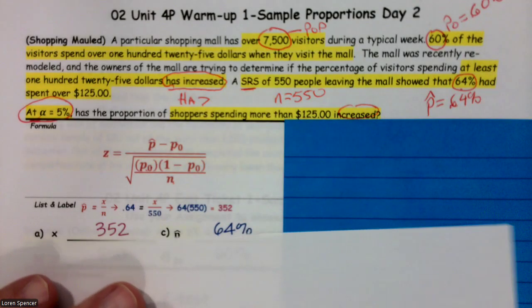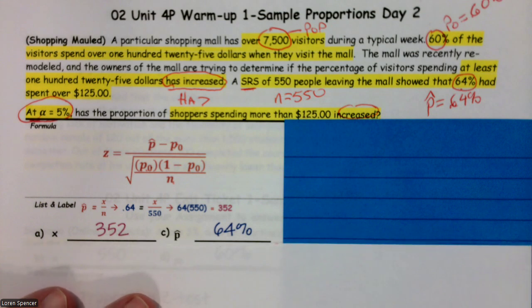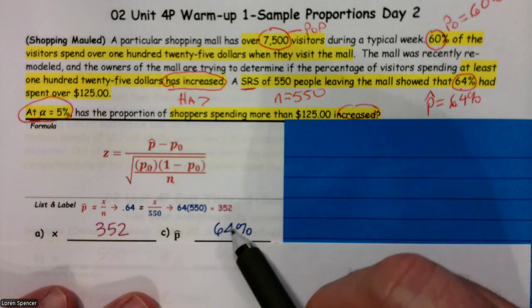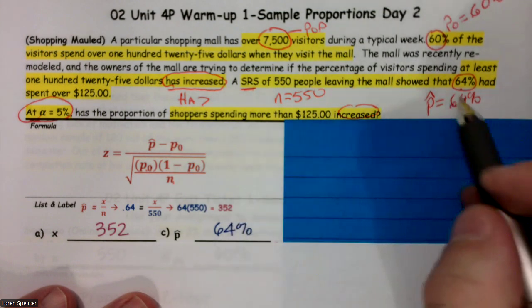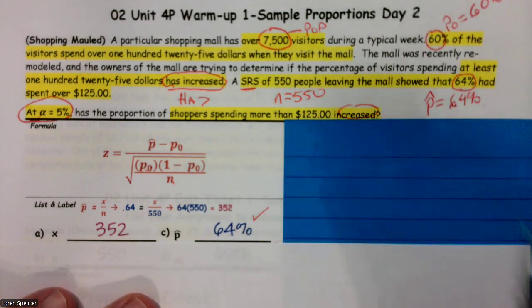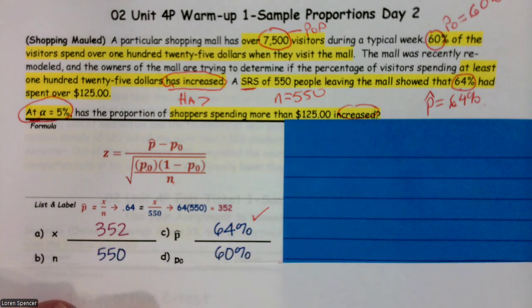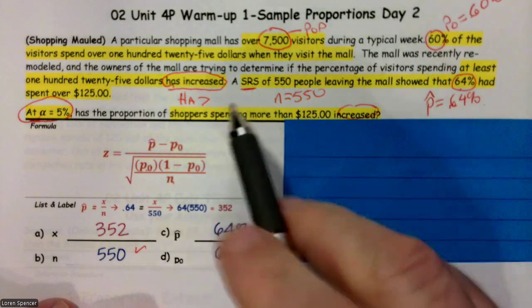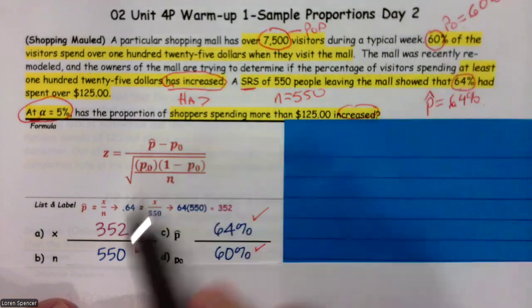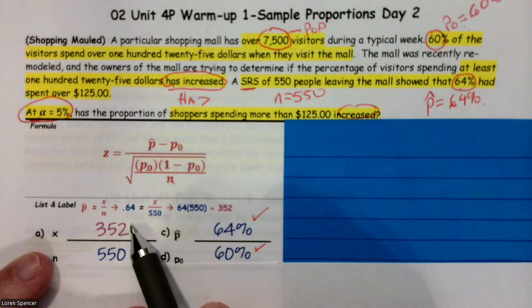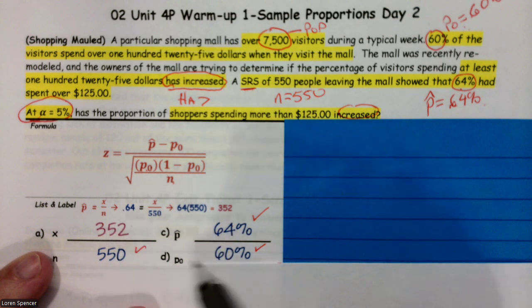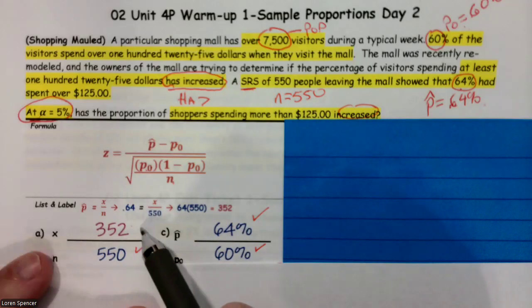So when we go to list our data, the very first thing it asks for is X. Well, we don't have that, and we'll talk about it in a moment. They gave us P hat, which is 64%. We noted that. We also noted our sample size of 550, and we know the population claim was 60%. So how do we get X? All right, because we have to have X for the calculator. This is what we'll plug into the formula. That's all nice. But for calculator purposes, we need X.